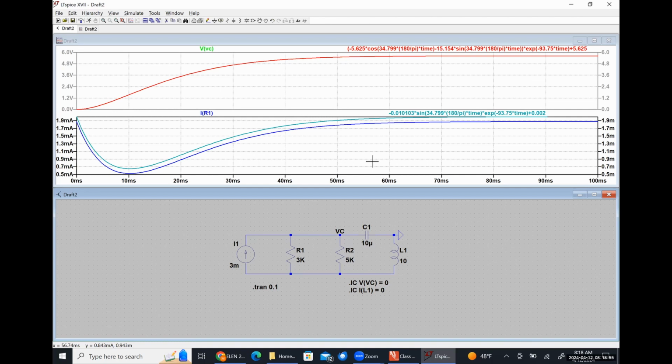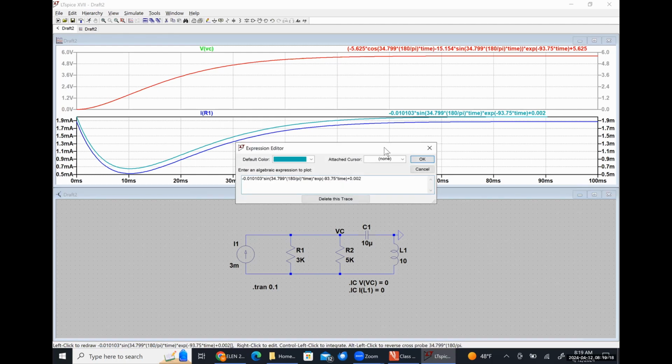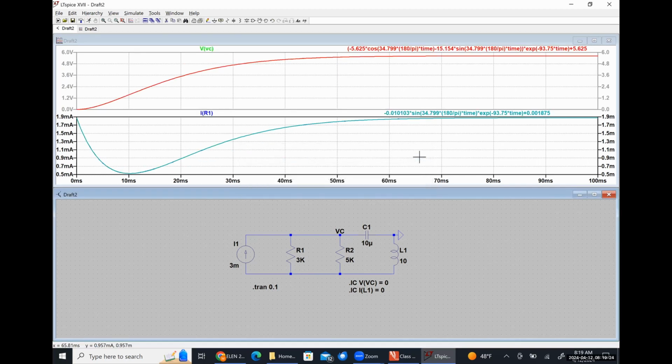Let me double check here. So it looks like the problem is with the DC offset. So 5.625 divided by 3,000 definitely does not come out to be exactly 2 milliamps. That was just rounding error on my part. So this should be 1.875 milliamp. And let's see if that fixes that. There we go.